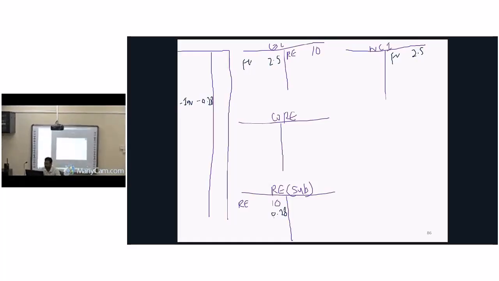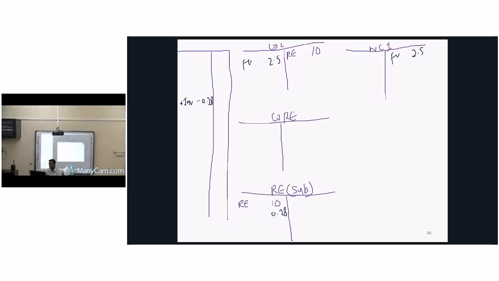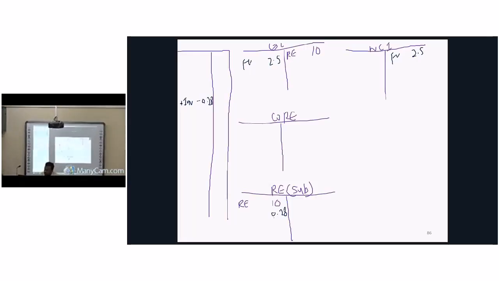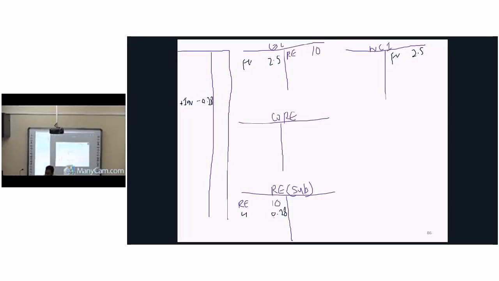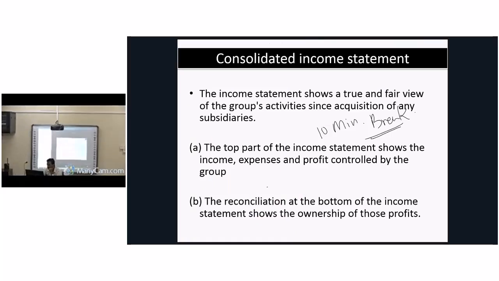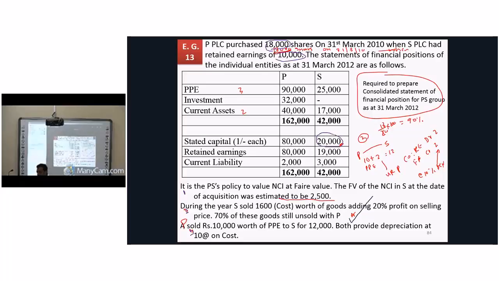Understand? Double entry, this is inventory, right? Inventory account credit, seller's retained earnings debit. In this case, seller is subsidiary. Therefore, I recognize unrealized profit into subsidiary's retained earnings. It is done. That's all about this adjustment. Understand? This is also done.